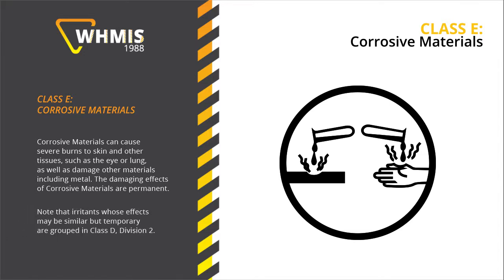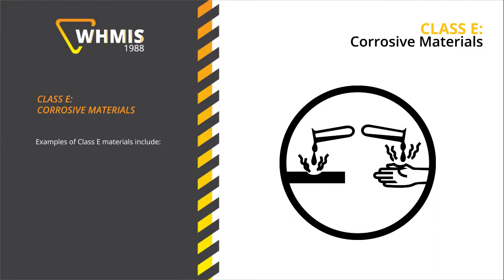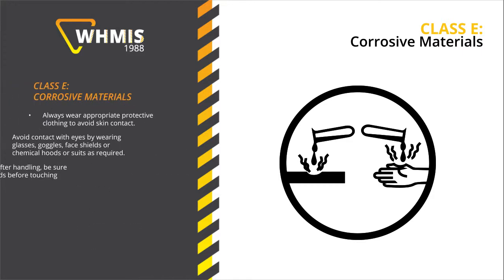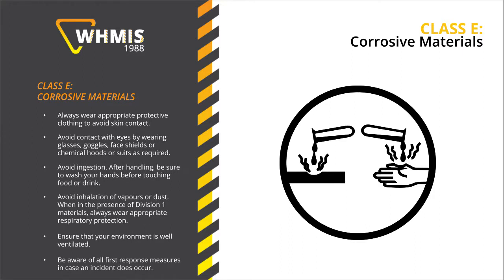Note that irritants whose effects may be similar but temporary are grouped in Class D, Division 2. Examples of Class E materials include acids, such as sulfuric and nitric acids, bases, such as ammonium hydroxide and caustic soda, and other materials, such as ammonia, chlorine, and nitrogen dioxide. When handling Class E corrosive materials, take the same precautions as described for Class D, poisonous and infectious materials.